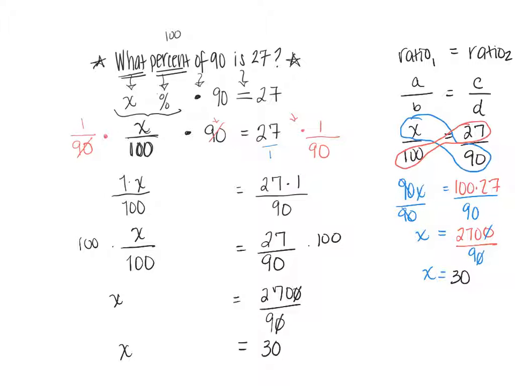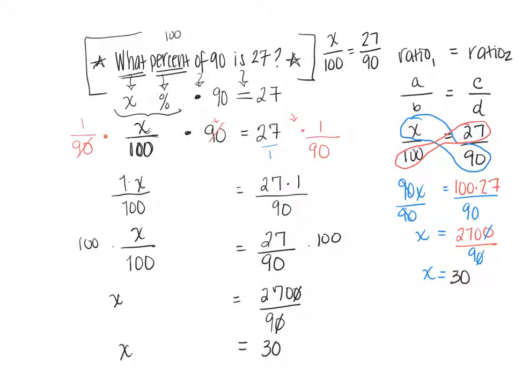So the other way that I could express this question, going back up here, what percent of 90 is 27, is to say what percent is 27 out of 90. Cool beans. Set it up as a ratio.